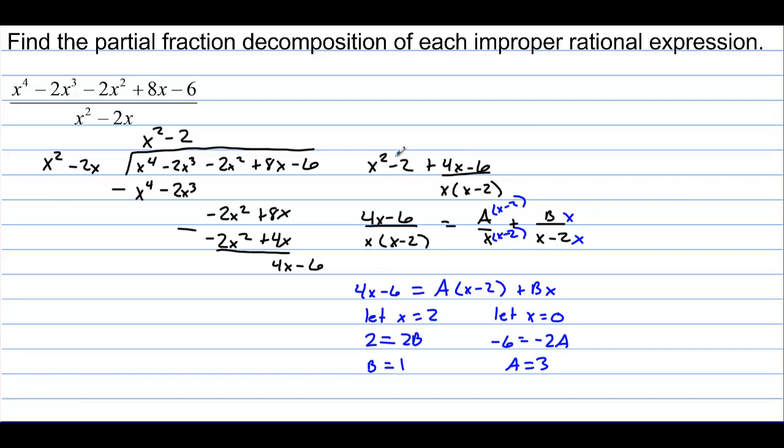Let's go back to right after we divided, to this spot right here, and we have the x squared minus 2. So we have x squared minus 2, and then we turn this fraction into these partial fractions. So that'll be plus, the a is 3 over x, and then plus 1 over x minus 2. And there's your answer.